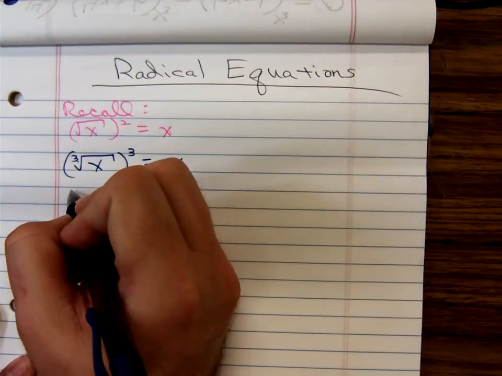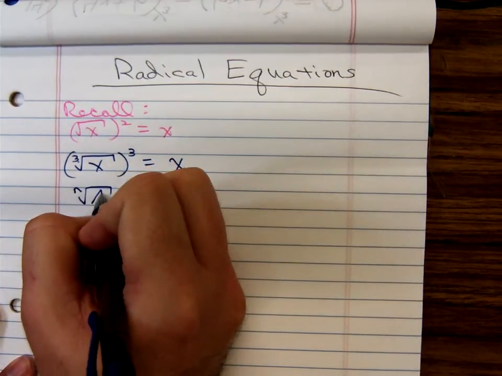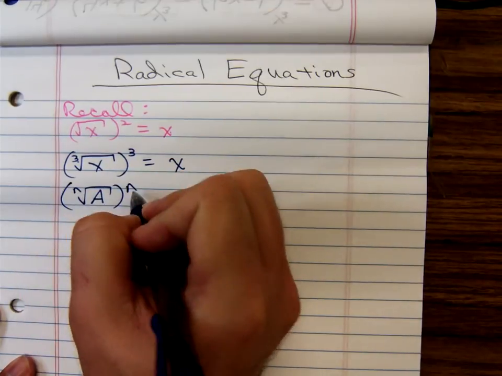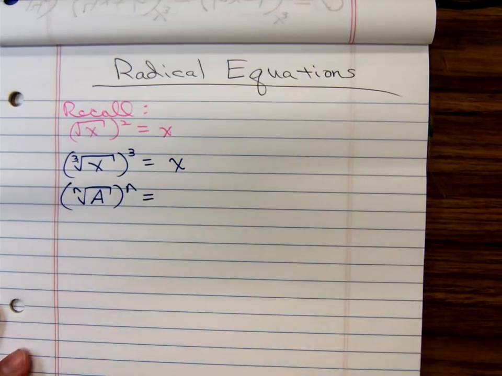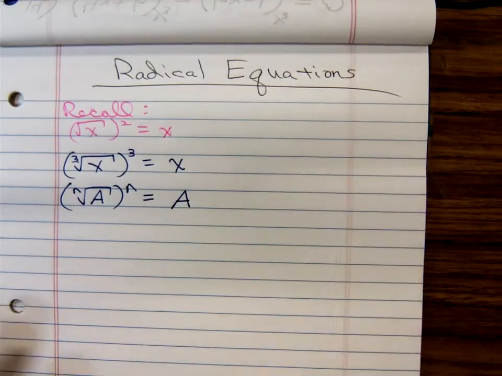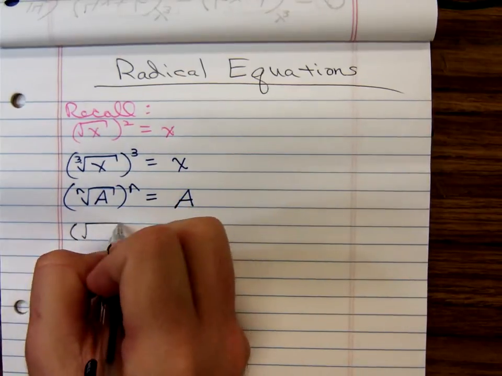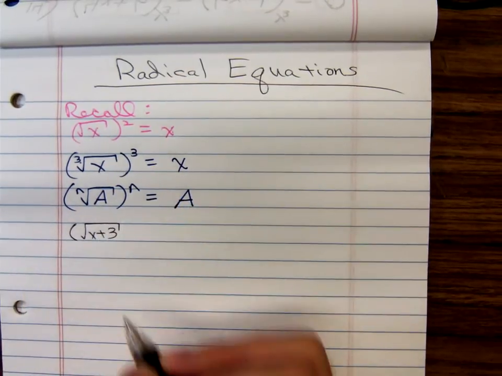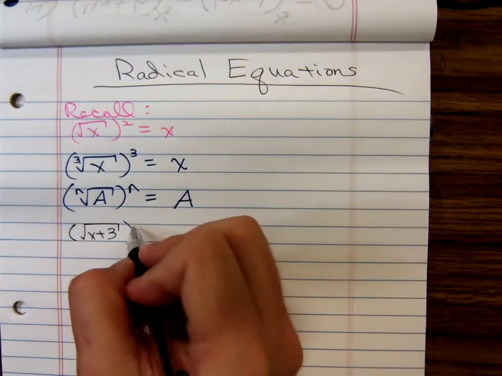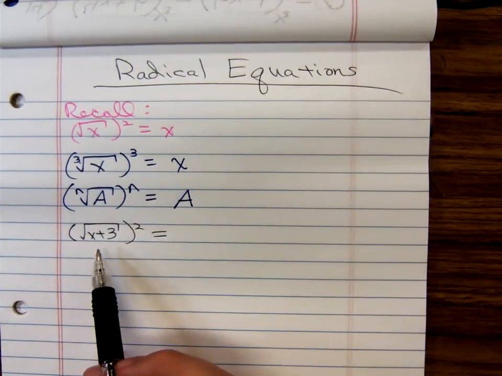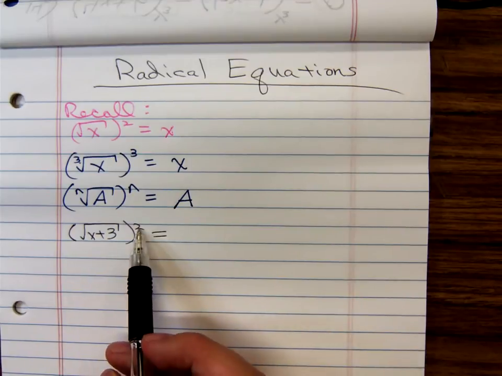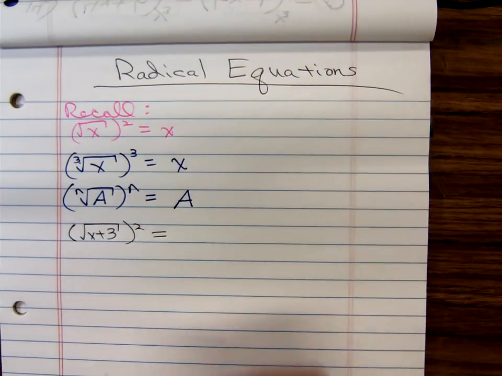And in general, if you had the nth root of a, I'll use an a for anything, raised to the nth power, the nth root of a all raised to the nth power, that gives us just an a. And it doesn't matter how many terms are underneath that radical. If we had something like the square root of x plus 3, and we squared that, as long as everything's underneath the radical, the square undoes the impact of the radical, leaving us just the radicand, x plus 3.